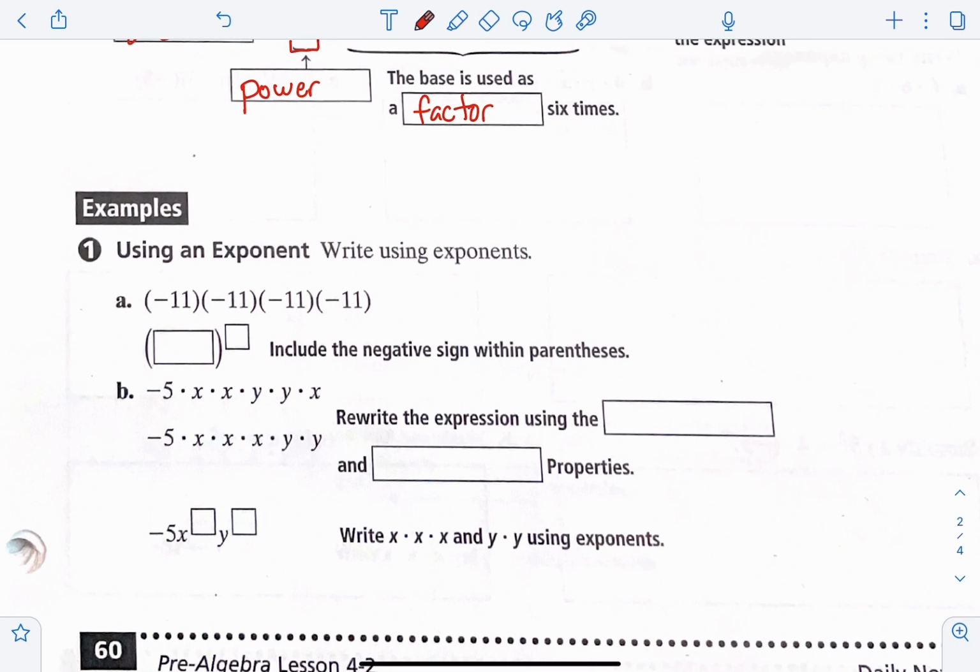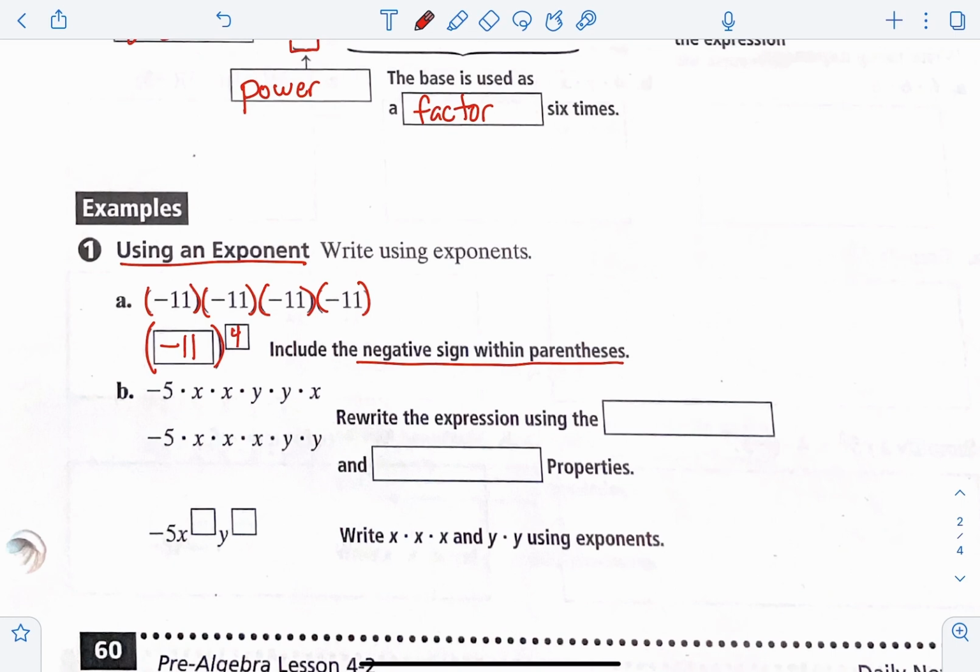All right, so using exponents, we're going to write these using exponents instead of having negative 11 times negative 11 times negative 11 times negative 11. When it's in parentheses, it's really important to include parentheses in your power answer as well. Okay, so you have to have the negative sign within the parentheses because that's what they have. So we're going to say our base is negative 11 in parentheses. And how many times does that happen? 1, 2, 3, 4. So then our power, or our exponent would be 4. So we have negative 11 to the 4th power.